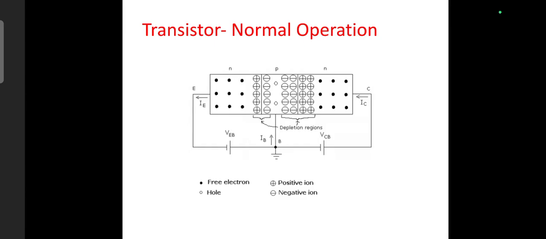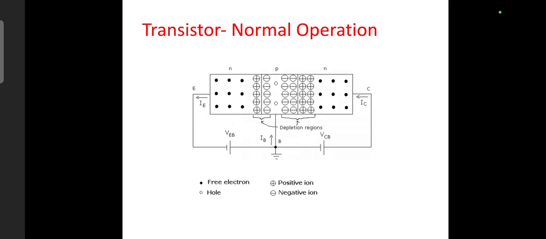So let us see what happens inside the transistor in this slide. When the emitter base junction is forward biased, a large number of electrons leave the emitter and enter the base. Since the base is very thin and lightly doped, only a few electrons combine with the holes in the base. This recombination produces a small base current.